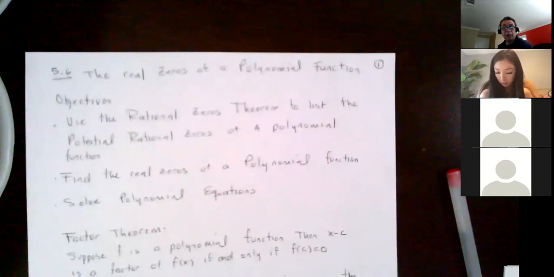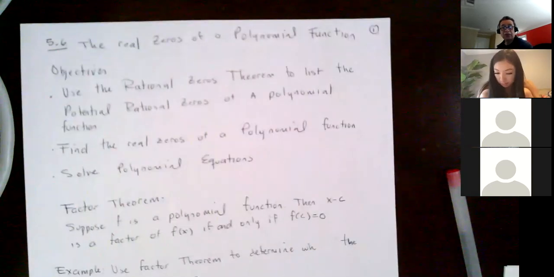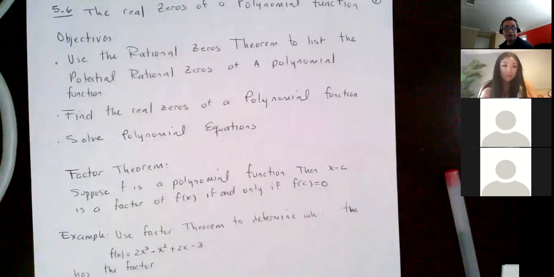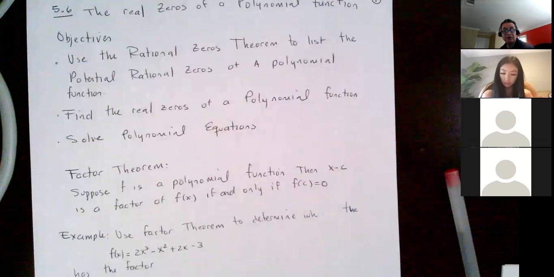So I wrote some theorems here that we're gonna be using, and let's read them together. It says the factor theorem. Suppose f is a polynomial function, then x minus c is a factor of f of x if and only if f of c equals 0. We're gonna do an exercise to understand this theorem.